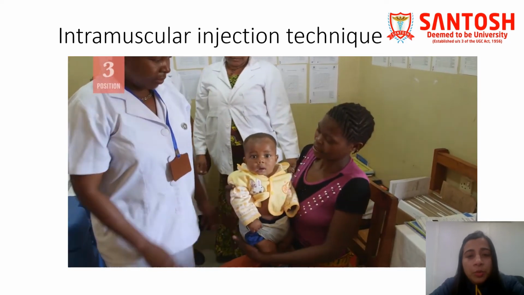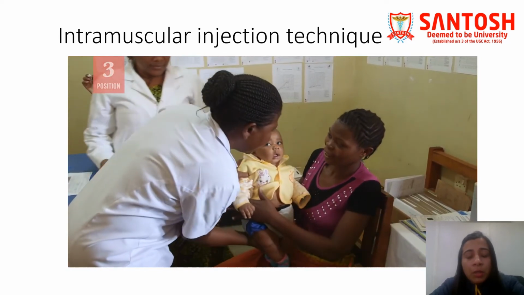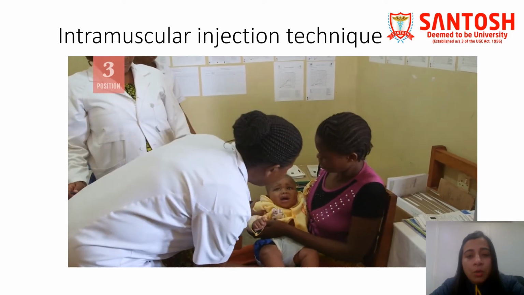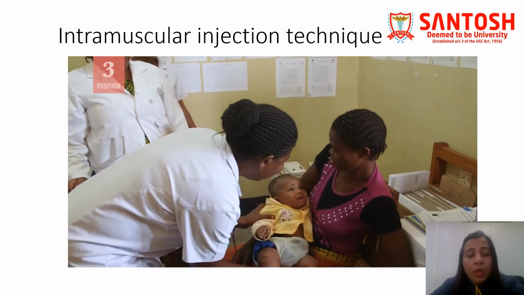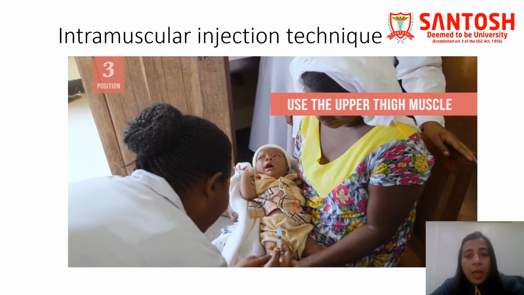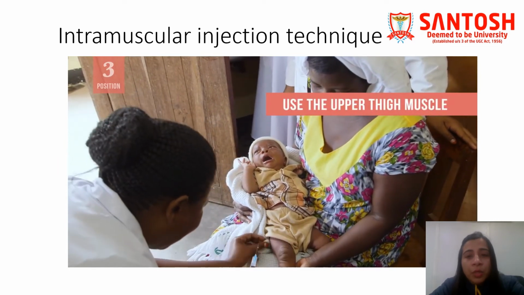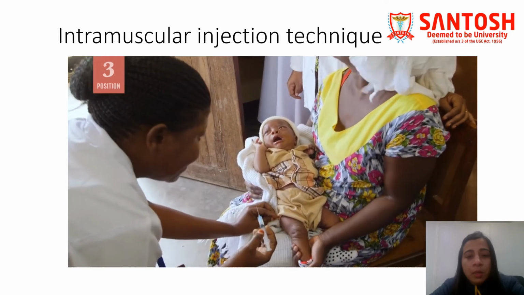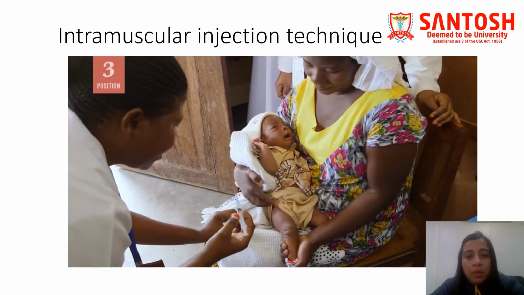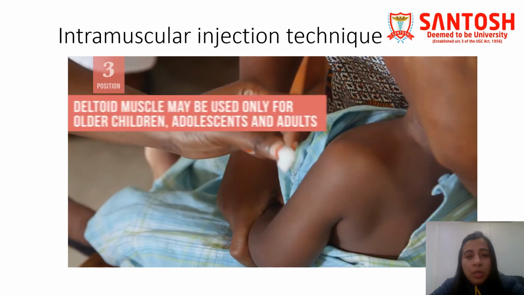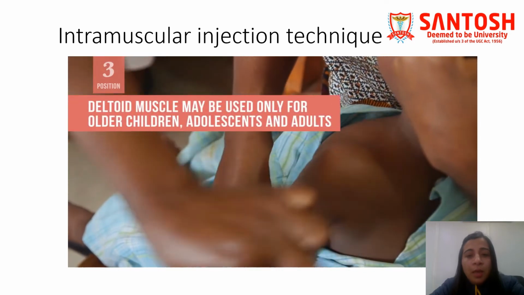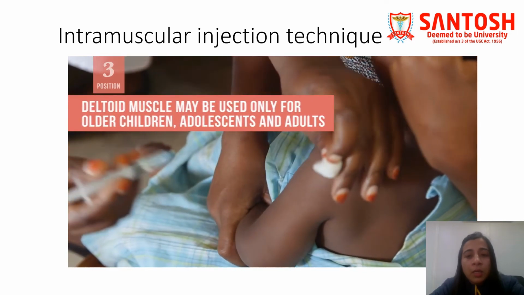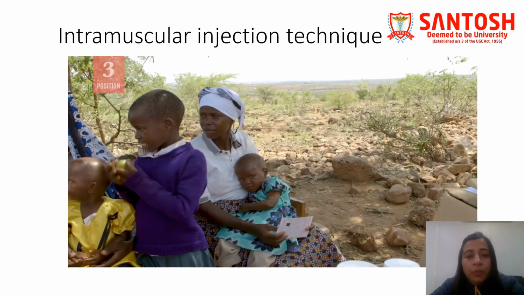Now the third step is positioning of the baby. The mother or the caregiver should be counseled appropriately as to how they should hold the child, and usually the upper thigh muscle is used in case of babies for intramuscular injections. Older children can even be injected in their upper arm.